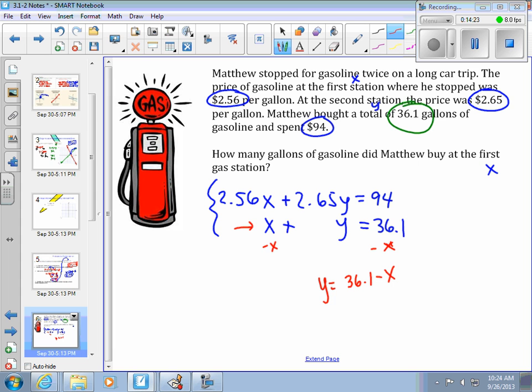For tomorrow, I want you to try this out. So take what we got here, plug that into the first equation for y and see if you can solve that and find out how many gallons. All right, we'll do the rest of your note sheet tomorrow.